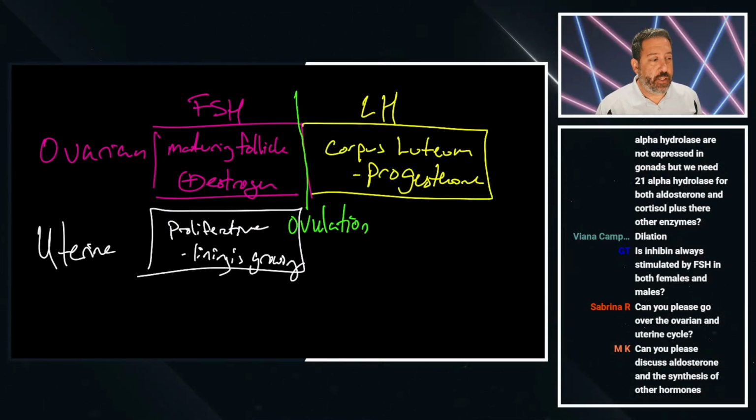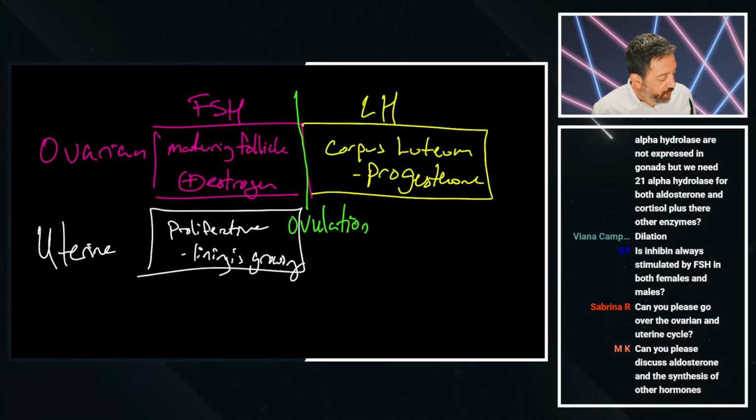Okay, the lining is growing at this point. The endometrial lining is starting to grow under the influence of this estrogen that's being secreted, and the lining gets a little bit thicker and starts to get ready for a fertilized egg. Once ovulation occurs, the egg is now free, gets caught up by the fimbriae of the fallopian tube and brought up for its journey into the uterus.